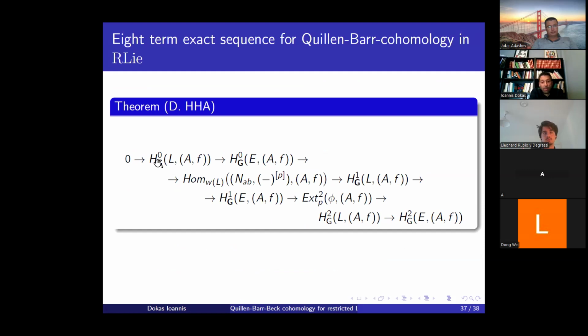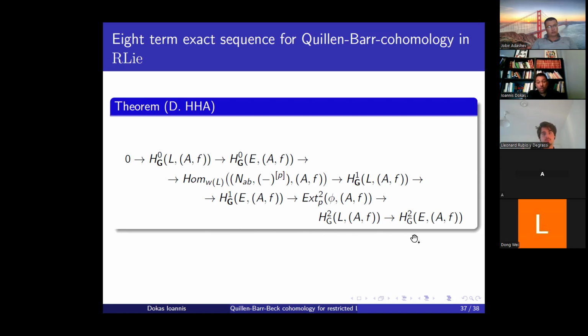So we can get an 8-term exact sequence for Quillen-Barr-Beck cohomology. You notice here that we have 0 cohomology. This is the derivations. The Beck derivations is the 0 cohomology for the cotriple Quillen-Barr-Beck cohomology. So that's why we have this 0 cohomology here. And then we have the interpretations.